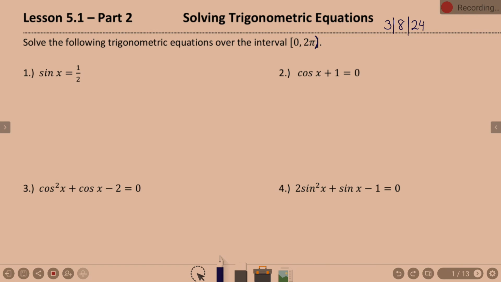With number 1, sine of x equals 1/2. There's no manipulating this equation like there are for some. We have a trig function equals 1/2, so basically we want to know x. We can think of it as sine of what angle equals 1/2. And this is where your unit circle and trig chart come in handy.